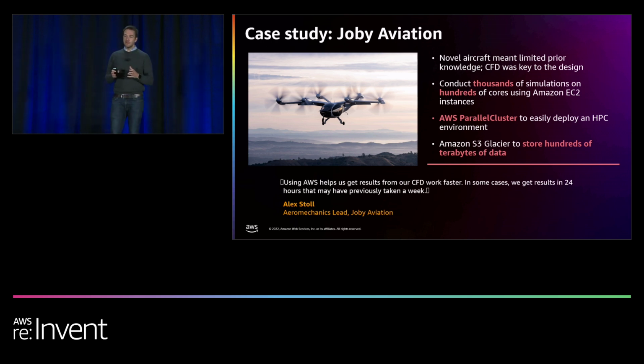What they found is that by using AWS ParallelCluster and Amazon EC2 instances, they actually had the flexibility to run thousands of simulations on hundreds of cores simultaneously. And crucially, that they could use Amazon S3, and in particular with the Glacier function, to never have to delete the data. So they can store hundreds of terabytes of data, and of course, if they need it, they can just bring it back. And what they said to us is that they found that simulations that would have taken weeks could now happen in a single day.